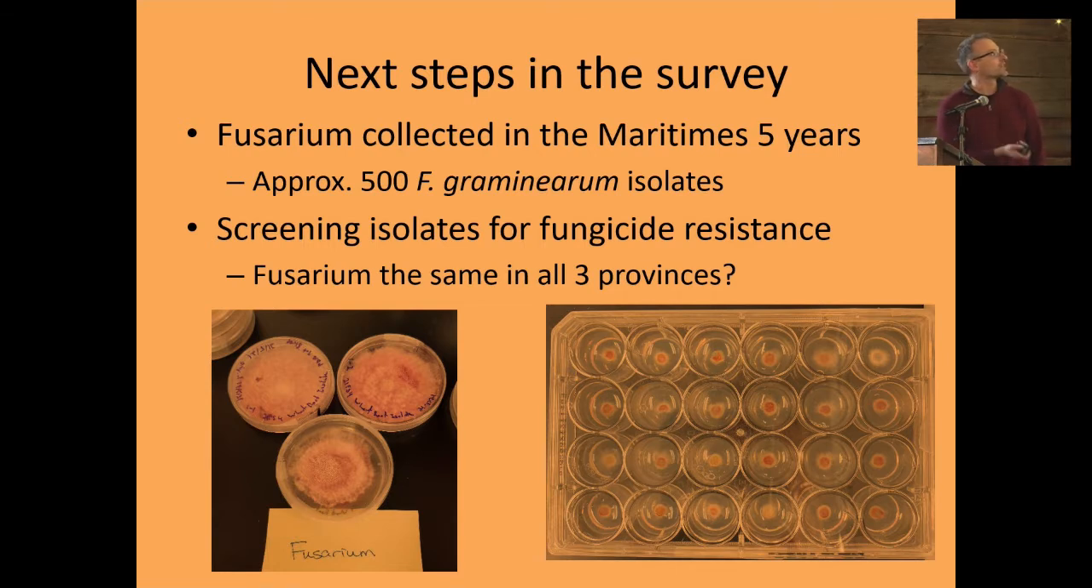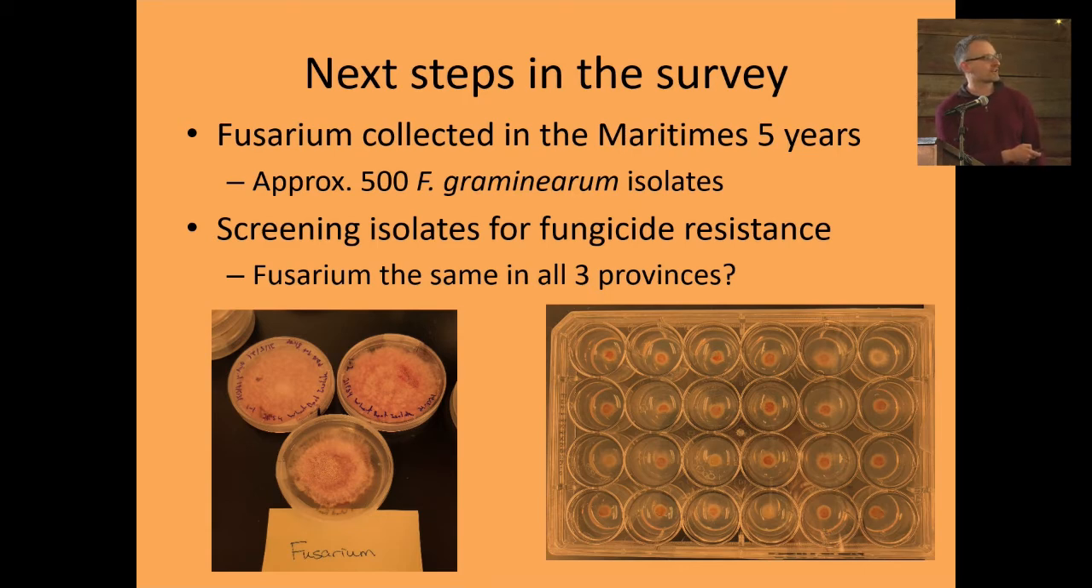So we've got all these Fusarium isolates. What's our next step? In the last 5 years, I've picked up about 500 Fusarium graminearum isolates, and we've started testing them for fungicide sensitivity. Essentially what we do is we fill microtiter plates with media that contains different fungicides at different concentrations. Then we put a little plug of the fungi on those plates, and then we measure over time how fast it grows, and we compare that to a no-fungicide control. We don't have any results to show for this yet because we just started doing that in the last month.